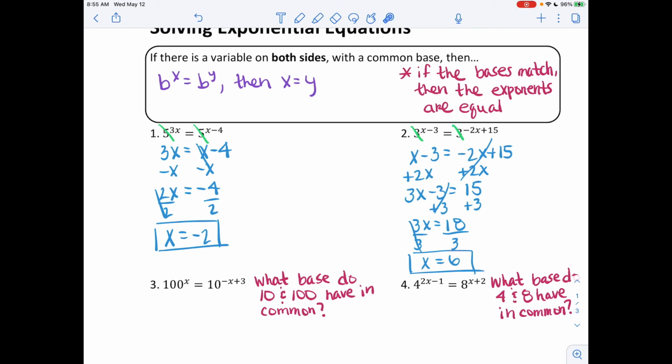Since this is negative, I'm going to go ahead and move it to the left-hand side so it'll be positive. So I'm going to add 2x to both sides. That means that it'll go away here and I'll be left with 3x on the other side. 3x minus 3 equals 15. Now let's move the negative 3 over by adding it to both sides, leaving me with 3x is equal to a positive 18. Finally, dividing by 3 on both sides, I will be left with x is equal to 6.